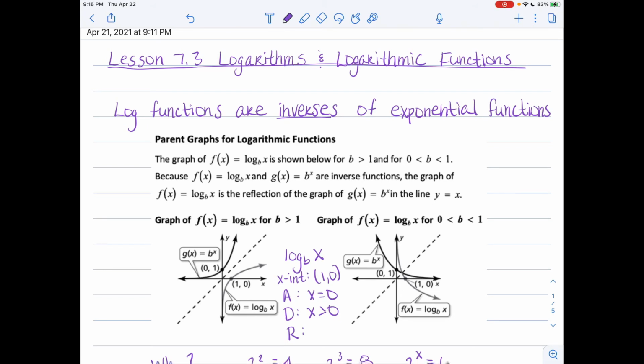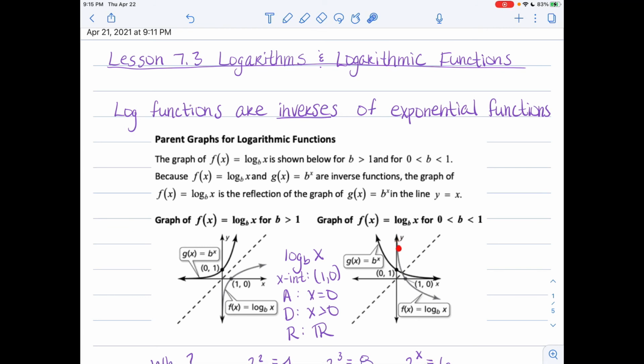Finally, our range, well, this is heading almost directly straight down towards negative infinity. So starting at negative infinity, and it does go slightly up as it heads fairly quickly to the right. So now our range is all real numbers.